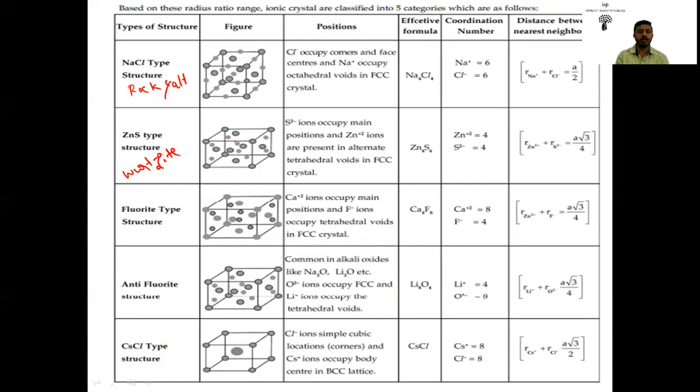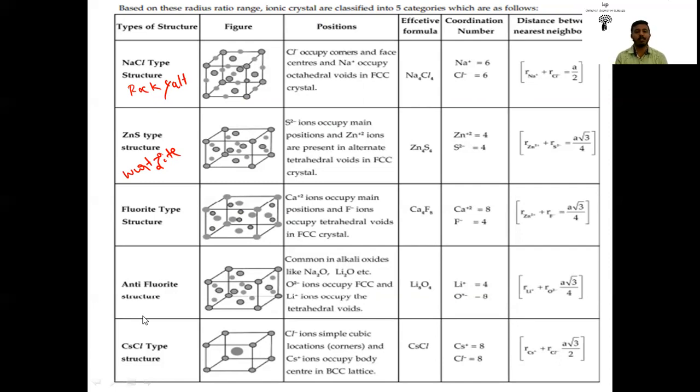Zinc blende type. Here the S2 minus ions occupy the main position, and Zn2 plus ions are present in alternate tetrahedral voids in the FCC crystal, with the formula Zn4S4. The coordination number for both the cation and anion is 4, and the distance of nearest neighbor is a root 3 by 4.